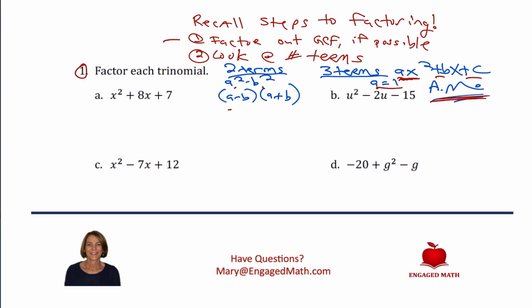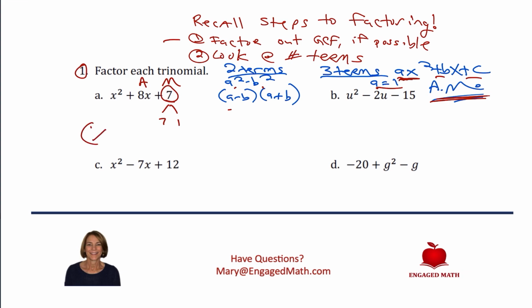And the reason I'm calling it AM is all we have to do is think of the two numbers that add to b, add to 8, and in this case, multiply to 7. It's always easier to think of the numbers that multiply to 7. And the reason is there's fewer combinations of numbers that multiply to 7. So the only numbers here are 7 and 1. And we're lucky because those two numbers also add to 8.